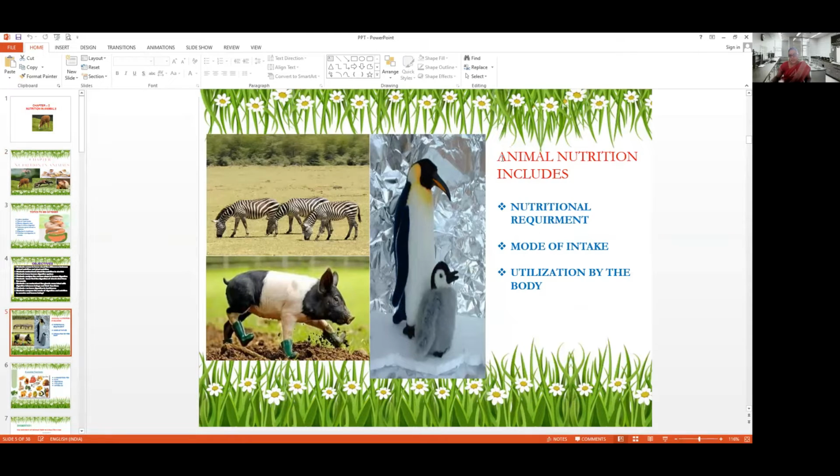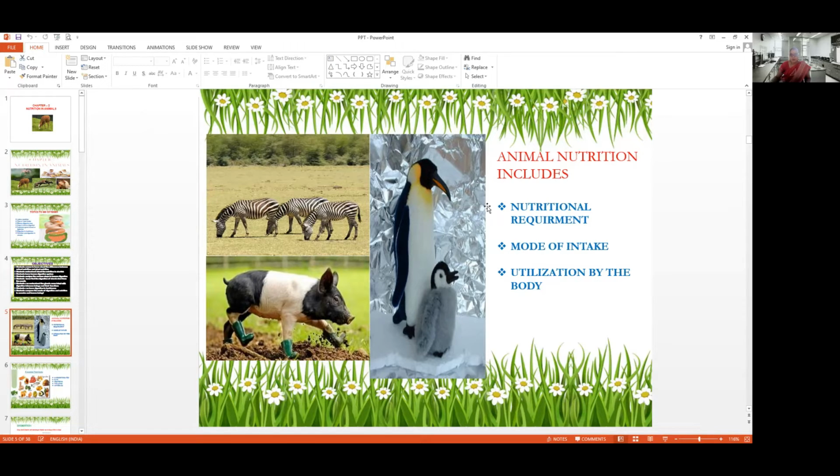So in the previous lesson itself, we have learned about the nutrition in plants, how the plant gets nutrients like photosynthesis, then autotrophs, heterotrophs. Under heterotrophs, we have seen many types like parasites, saprophytes, insectivorous, like that. But animals also come under heterotrophic nutrition only because they depend upon the plants directly or indirectly.